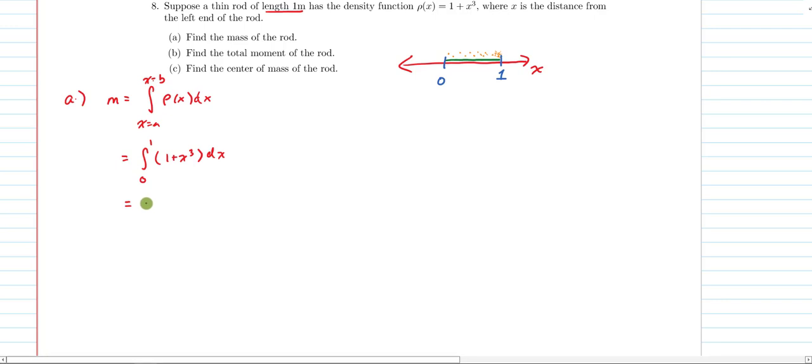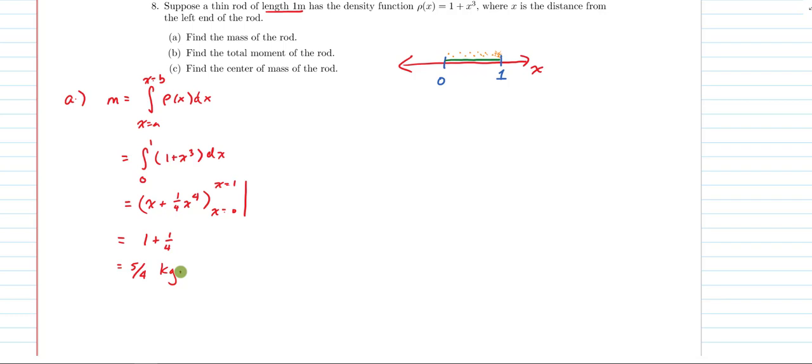So this would be x plus 1/4 x to the 4th, and we're evaluating that from x equals 0 to x equals 1, and that would give us 1 plus 1/4, and that comes out to be 5/4 is the mass of this. I didn't put units on here, we'll just go ahead and assume that we're in the SI system, so put 5/4 kilograms. Okay.